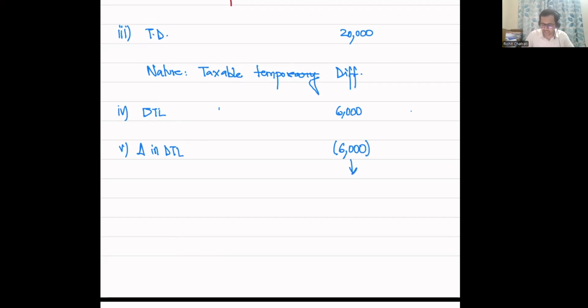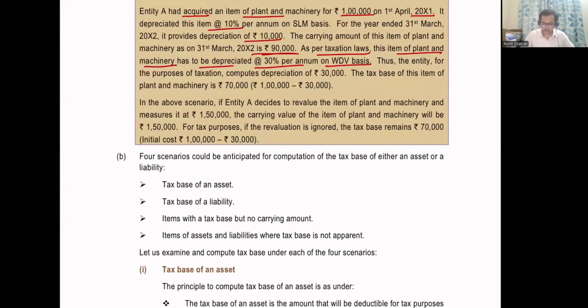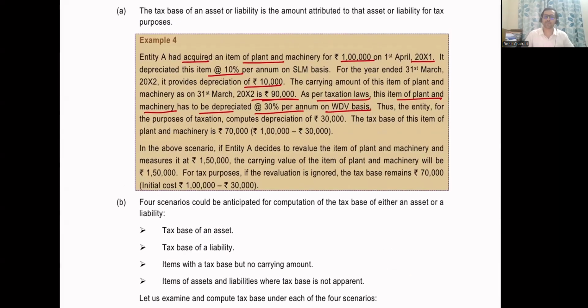So which means I have an expense. I credit deferred tax liability, and I debit deferred tax expense. Therefore, I'm writing this in brackets. The amount in brackets represents the fact that I need to record an expense. So this is regarded as a deferred tax expense of 6,000. This is going to be the calculation for example number four.